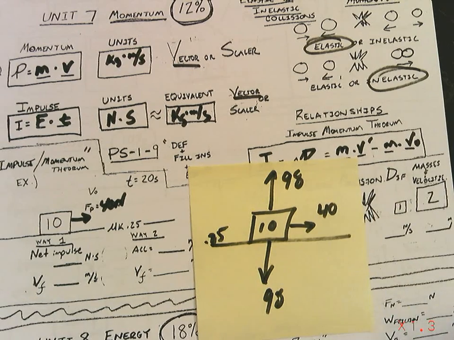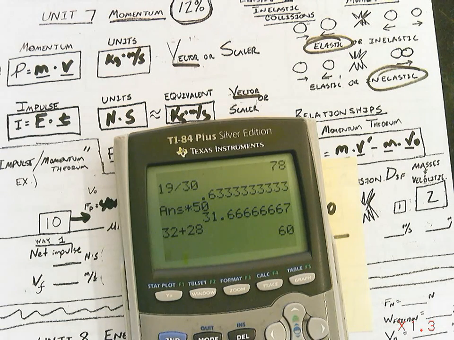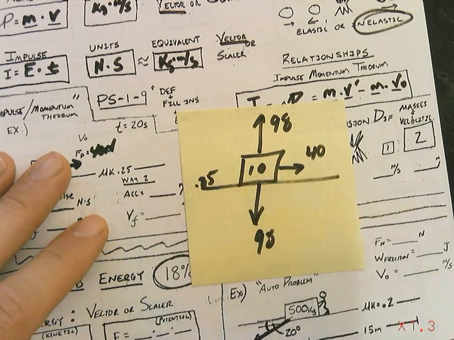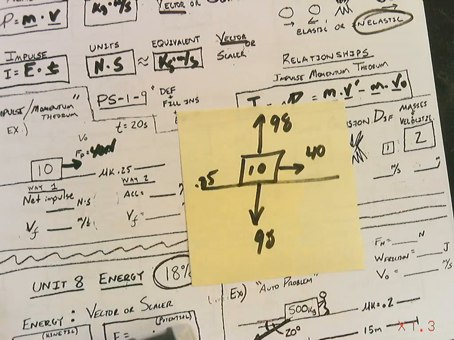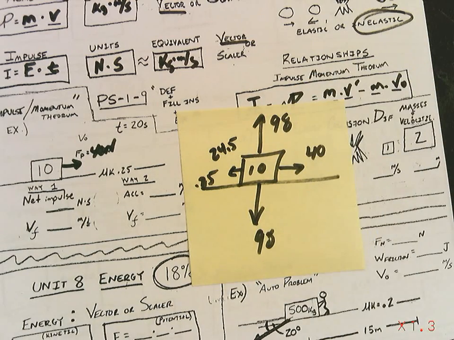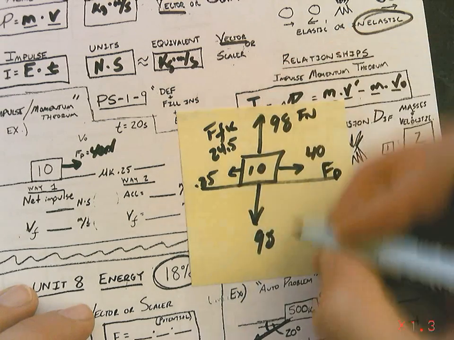If you take, let me grab my calculator here, hang on. Okay, I'm back. So if we take the calculator and we put in the normal force 98 and we multiply by the coefficient of friction 0.25, we come up with the friction force of 24.5. So either way you do it, old way or new way, you have to know this information. You have to know the normal force, the push, the friction, and the weight.